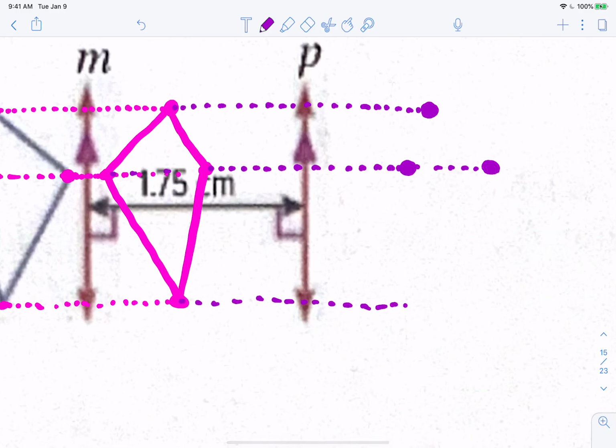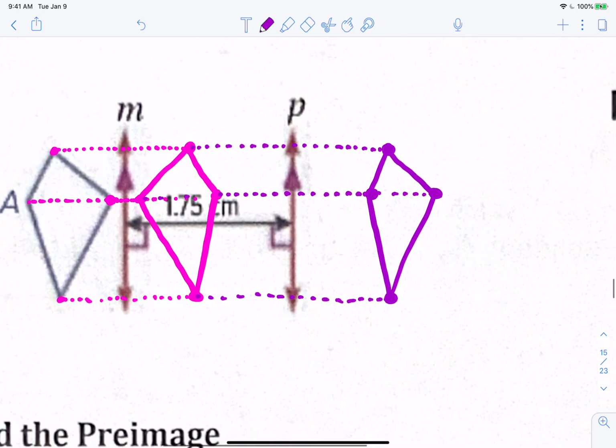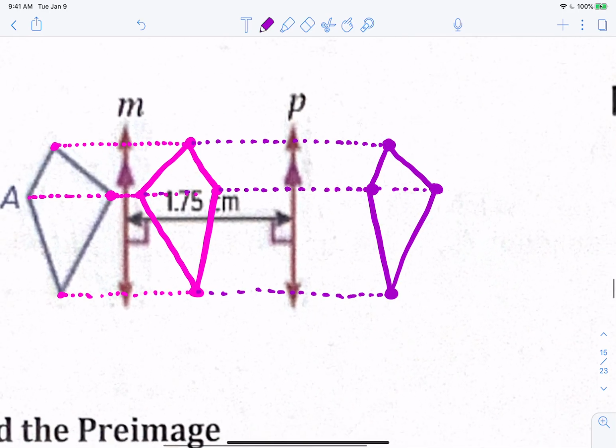Same with you. Okay, right there. That's me. Okay, there's that. That's what he looks like. Okay? That's what mine looks like.